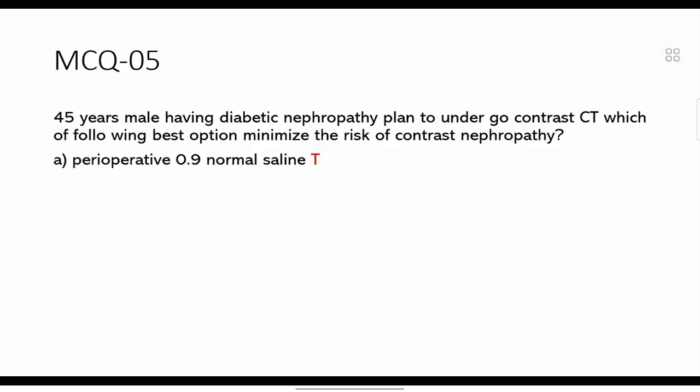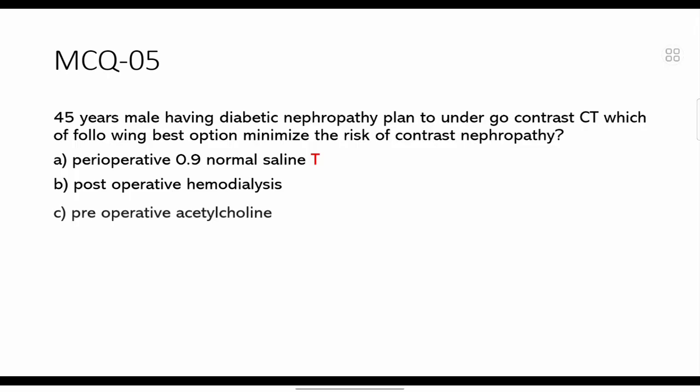So the options: perioperative 0.9% normal saline, sodium chloride. That is true, the best option. Post-operative hemodialysis: no, post-operatively nothing can be done to prevent that, so everything should be done pre-operatively. So that is false. Pre-operative N-acetylcysteine is not a good option compared to normal saline. So again, the best answer will be A.